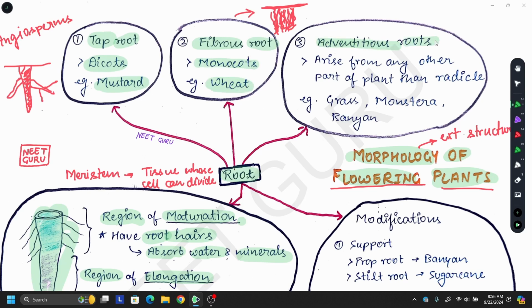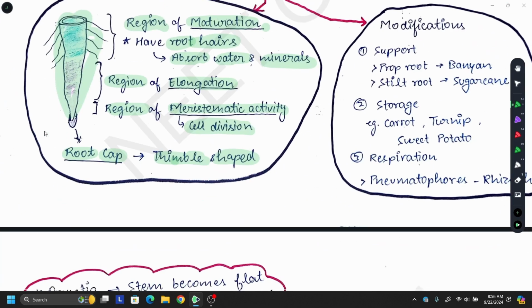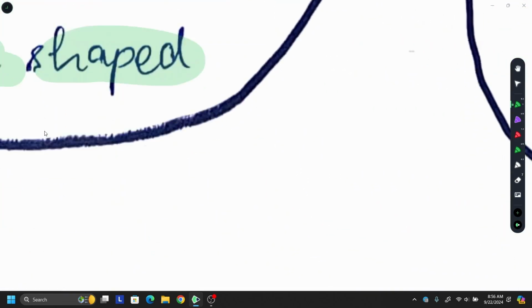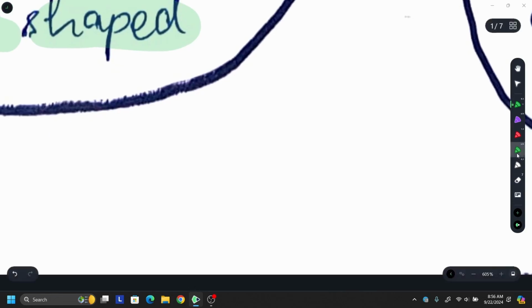Coming to adventitious roots. Adventitious roots are roots that arise from any other part of the plant than the radicle. Now what is the radicle? Let's understand this because it's important. When you see a seed, for example, take a gram seed. All of you have seen the gram seed. It kind of looks like this.